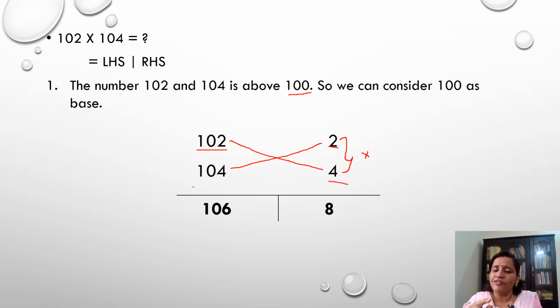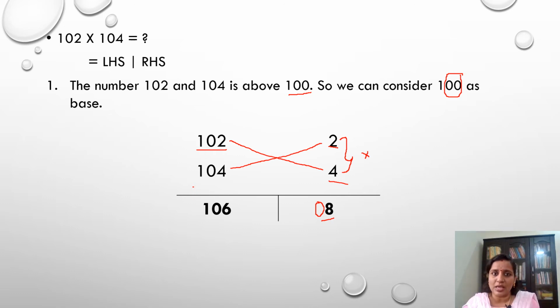Just a minute. Has anyone noted that here my base has 2 digits, isn't it? Yes. But here my RHS has only 1 digit. What I have to do here? I'm going to add a 0 before. As we all know well, adding a 0 before a number does not change the value of the number, but adding a 0 after a number changes the value of the number. So here adding a 0 before the number doesn't change the value of this RHS. Okay, so I'm adding a 0.